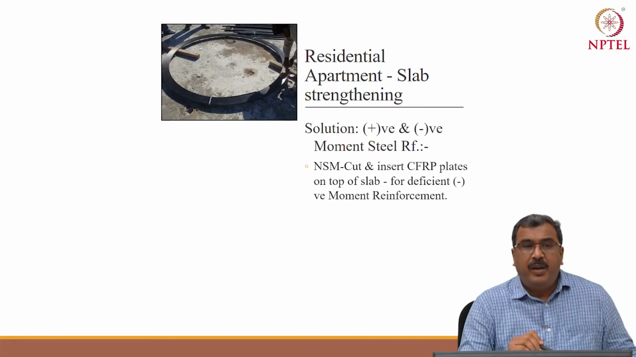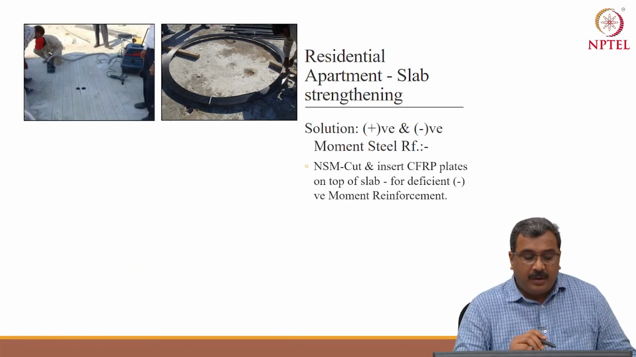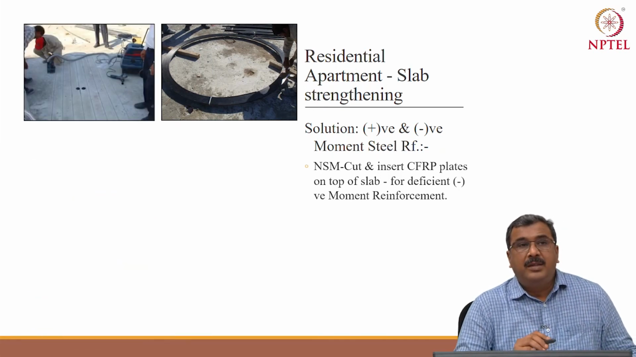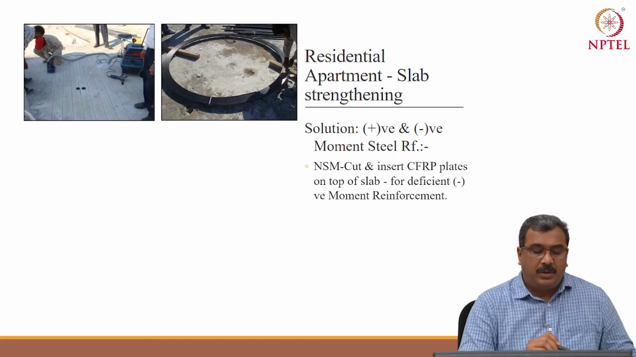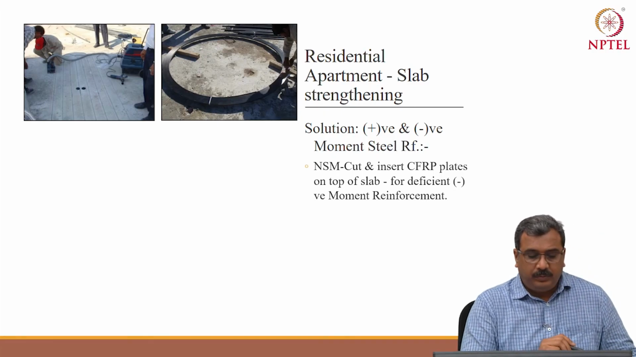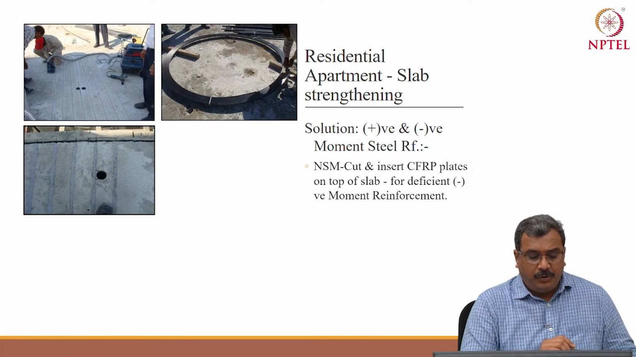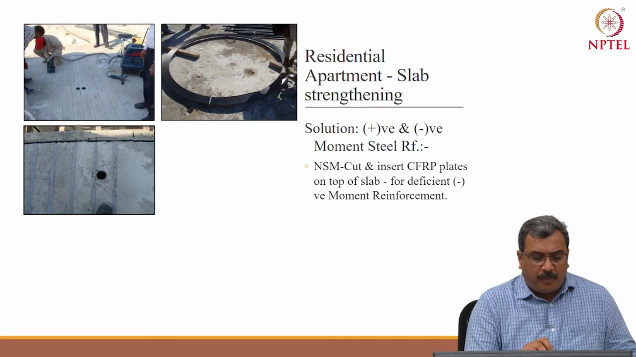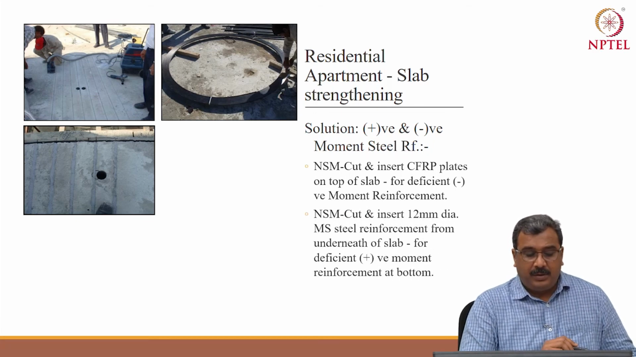So these type of 25 millimeter by 2.4 millimeter thick carbon laminates were used by near surface mounted system as per ACI 440. At the location you need to cut the slots and insert this in the slot with the use of adhesive. This is the completed one photo. These holes are for pouring the micro concrete beneath the slab, but this is good for negative reinforcement part on the top of the slab.